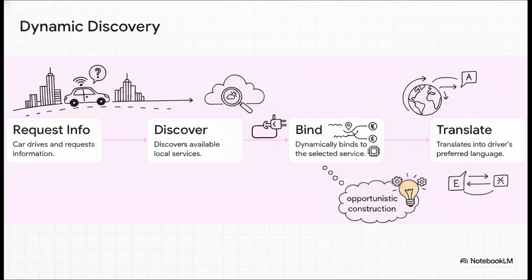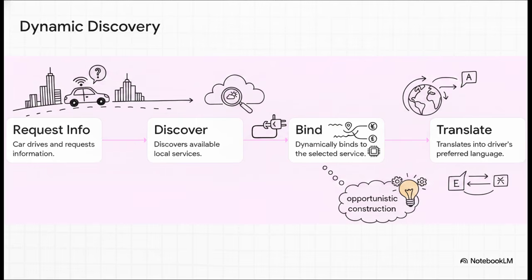And fourth, it translates the information into the driver's preferred language, which means the car can cross international borders completely seamlessly. We call this opportunistic construction. The software decides exactly which service provider to use on the fly, depending entirely on what is available at that specific time and place.